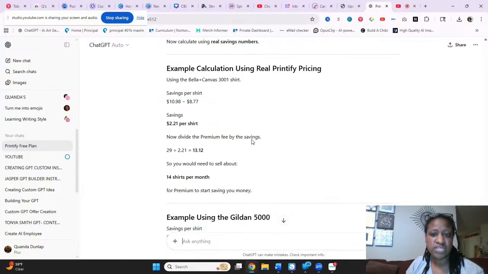So example calculation, using the Bella Canvas 3001 shirt. Your savings per shirt is $2.21. Now divide the premium fee by the savings. Okay, hold on. Let me get my other phone so I can have a calculator. Now this is an iPhone. Let's see if I can find the calculator.